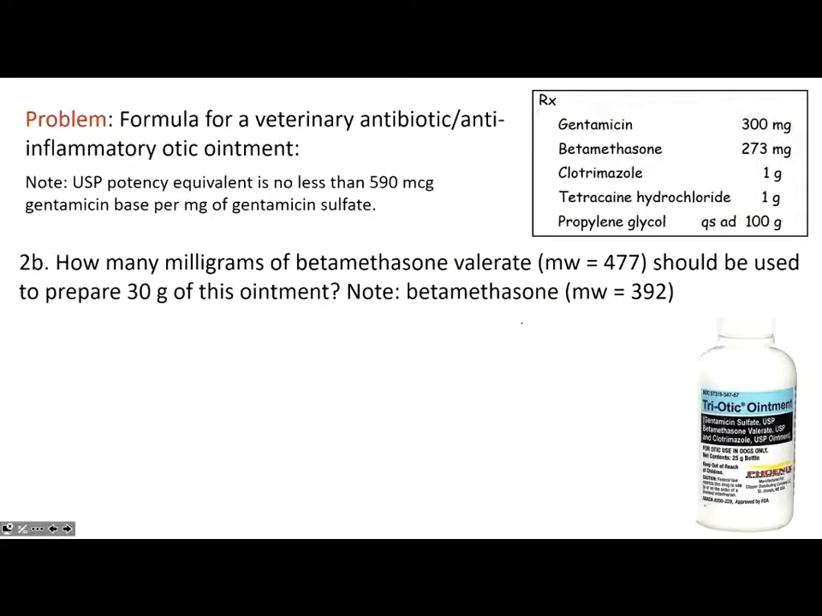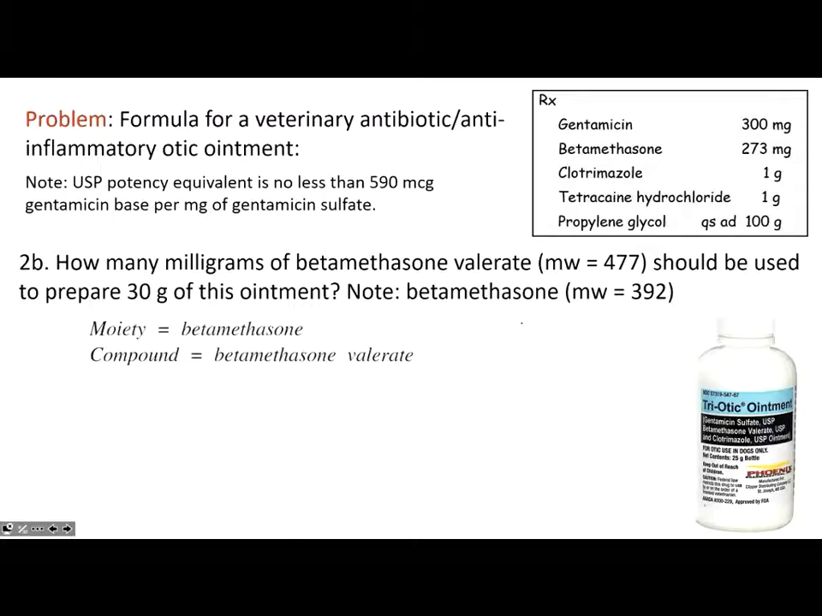I like this one. This is the definite question right out of chapter 20, speaking of moieties and compounds and all that other stuff. Because it says, how many milligrams of betamethasone valerate with a molecular weight of 477 should be used to prepare 30 grams of this ointment? Keep in mind, if you look at the formula, it wasn't listed as betamethasone valerate, it was for the pure moiety, just betamethasone. I wanted 273 milligrams of the betamethasone moiety per 100 grams. All right? So how many milligrams do I need for 30 grams of this ointment?